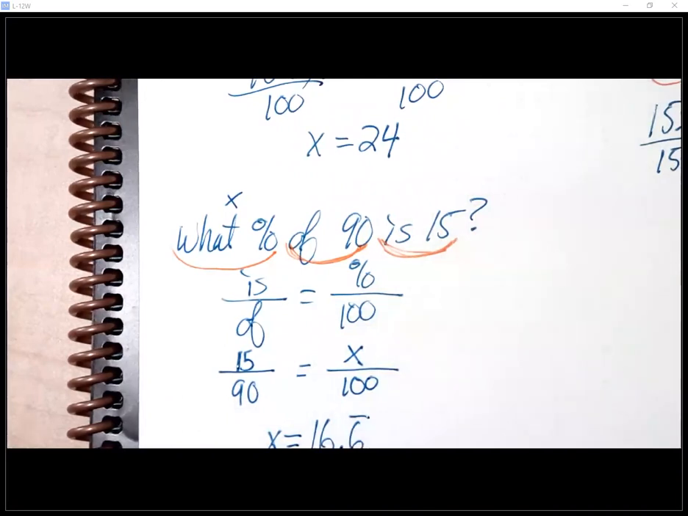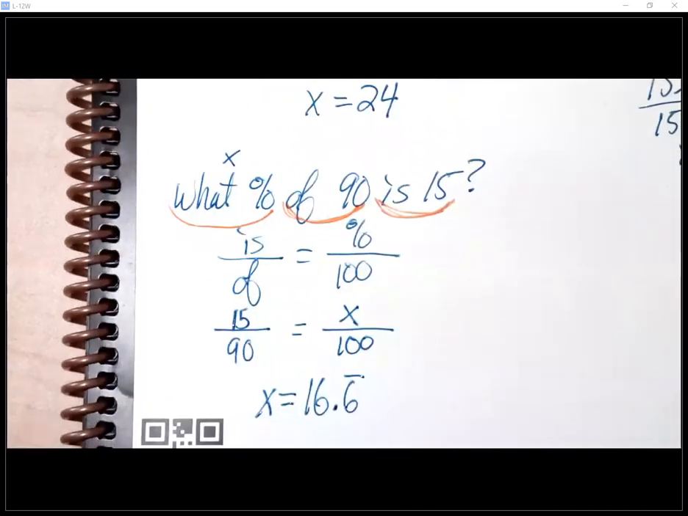So if I did get to save $15 on this $90 purchase, that would have been a savings of 16.6 repeating percent, almost 17%.